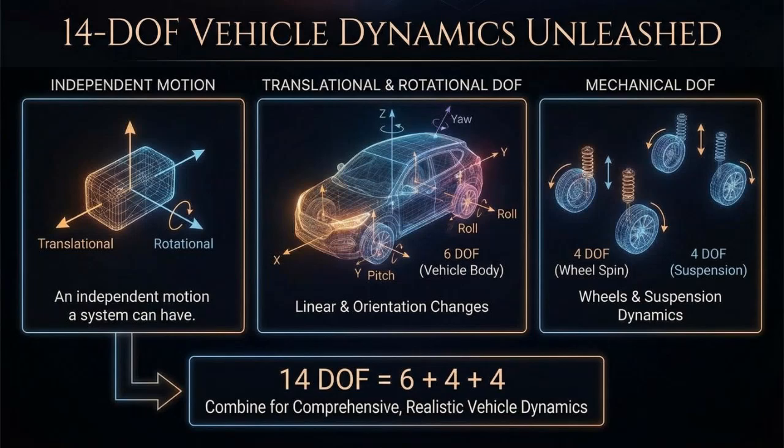The full 14 degree of freedom vehicle model is the most complete. It includes 6 degrees of freedom for the body, 3 translations and 3 rotations, plus 4 wheel rotational degrees of freedom and 4 suspension degrees of freedom. This model is used in high-end simulations and advanced driver assistance systems, ADAS. For practical teaching and basic calculations, the bicycle model and lumped mass model are more commonly used.